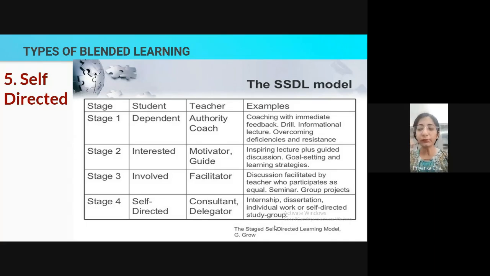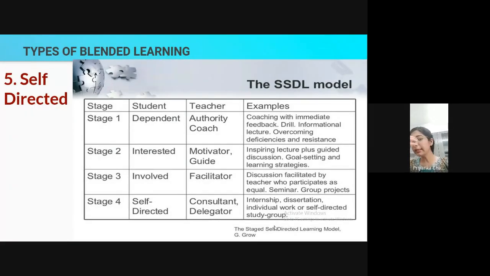That means we are just giving information to the students. On the basis of that, we arouse the interest of the student. The second stage is of student interest area. Here students are interested. Teacher's role is to guide them, to motivate them. So with the help of workshop, with the help of inspiring lectures, with the help of discussions, we come up to this model. Third step is we are going to involve our student. Students are involved. Here the role of teacher is like a facilitator on the basis of discussions.